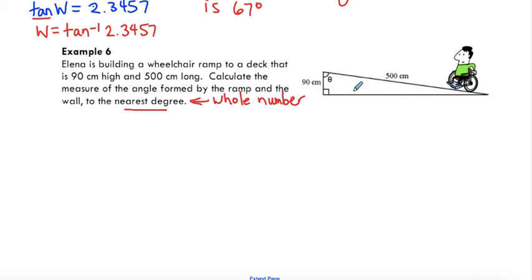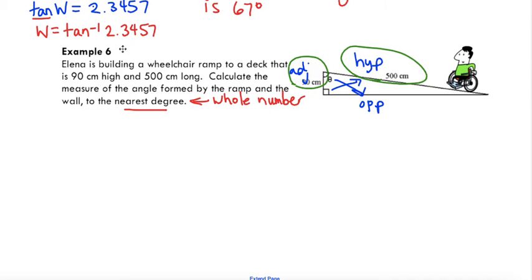So always start by labeling your triangle. Across from your right angle is your hypotenuse. Across from the angle that you're trying to find is the opposite side, and beside the angle is the adjacent. What do you know? Well, you know the hypotenuse is 500 centimeters, and the adjacent is 90 centimeters. And when I think about SOHCAHTOA, I have to ask myself which one of those uses the trig ratios that involve adjacent and hypotenuse, and that would be the cosine. So our generic formula is the cosine of an angle is equal to the adjacent side over the hypotenuse.